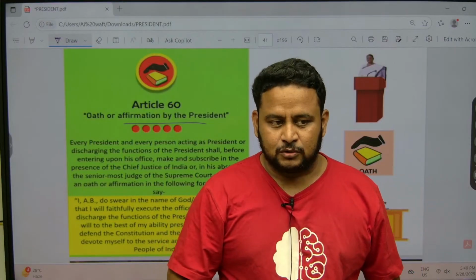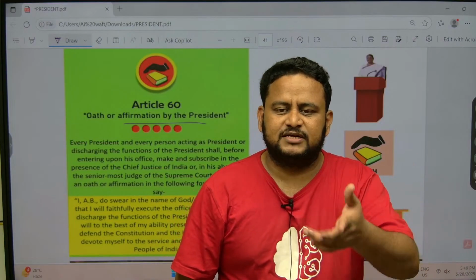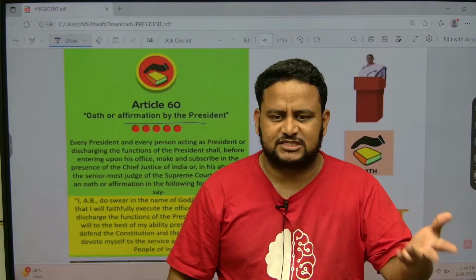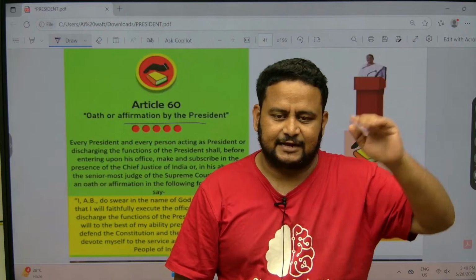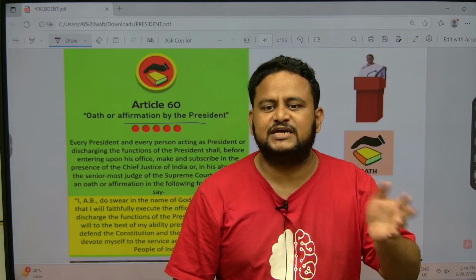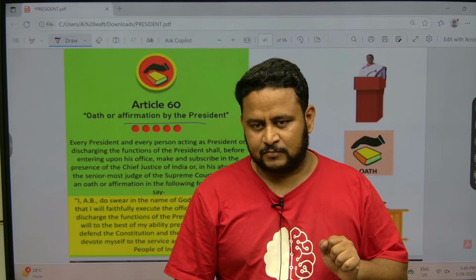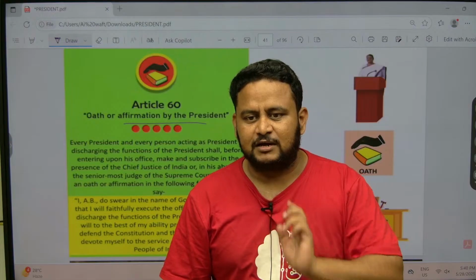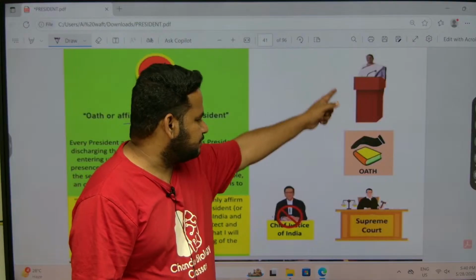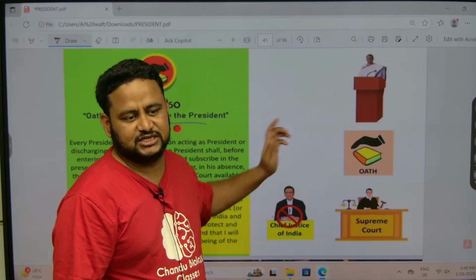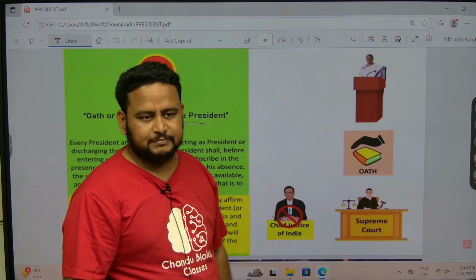They have asked a question: who administers the oath of the president? It is the Chief Justice of India. Suppose on the date of oath taking, the Chief Justice is not there. He is the highest rank in the Supreme Court. The second rank, that is the next highest judge in the Supreme Court, will administer the oath. Got it? But you have to remember, it is the Chief Justice of India who administers the oath of the president. If in case he is not there, the next judge in the hierarchy will administer the oath to the president.